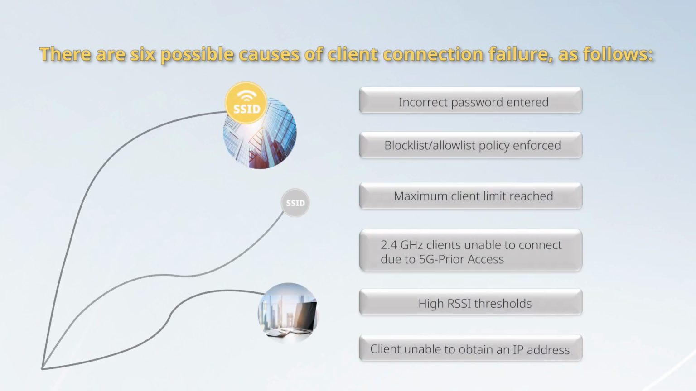There are 6 possible causes of client connection failure, as follows. 1. Incorrect password entered. 2. Blocklist allowlist policy enforced. 3. Maximum client limit reached. 4. 2.4 GHz clients unable to connect due to 5G prior access. 5. High RSSI thresholds. 6. Client unable to obtain an IP address.